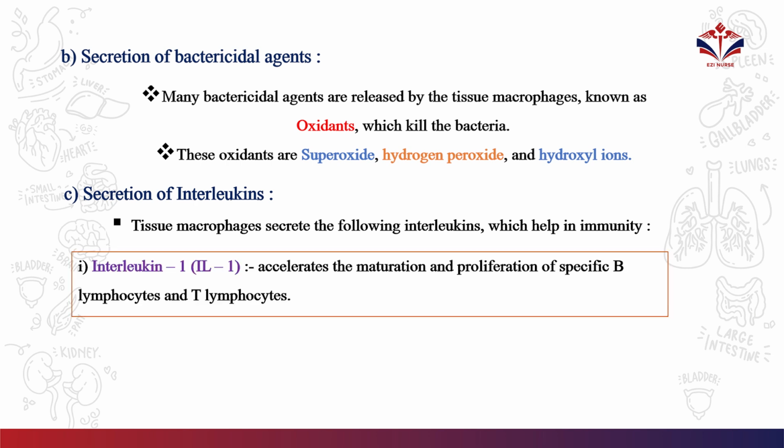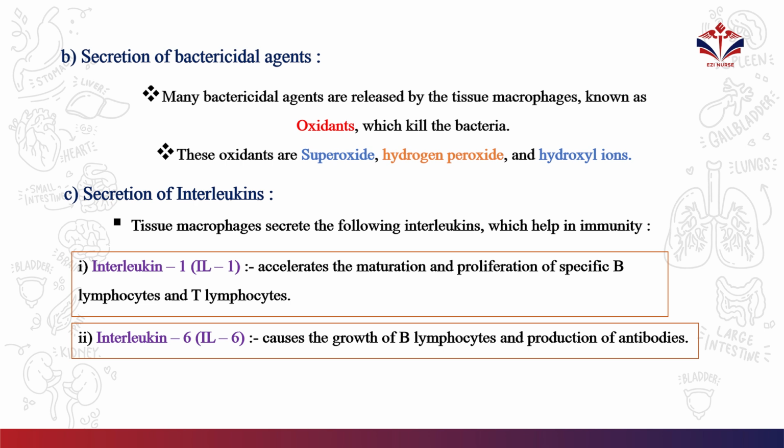So what are they? Interleukin 1, also called IL-1, is going to accelerate the maturation and the proliferation of the specific B cells and T cells. So your interleukin 1 is going to cause maturation and the growth, or the proliferation, of the B and T lymphocytes, and we know the role of B and T lymphocytes in the body. After that, we have interleukin 6. It is going to cause the growth of especially the B lymphocytes, and apart from that, it will form the antibodies that are going to play a role in immunity, the defense system.